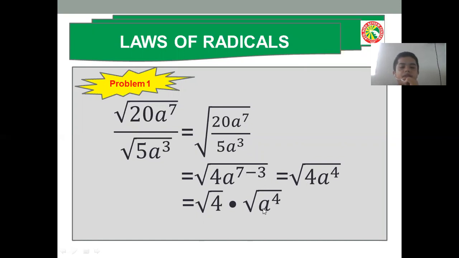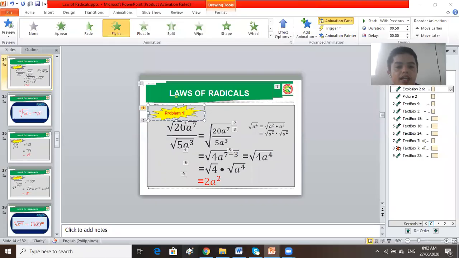The square root of a^4 is equal to the square root of a squared times a squared, and that is a squared, and the square root of 4 is 2. So the answer is 2a squared. It's easy to solve for the square root because this is the way.